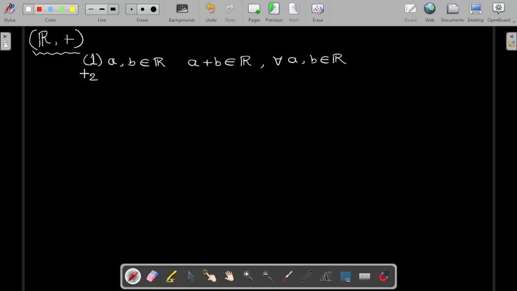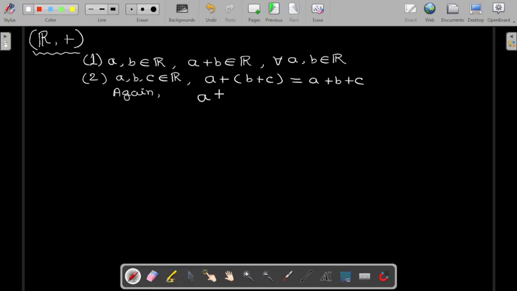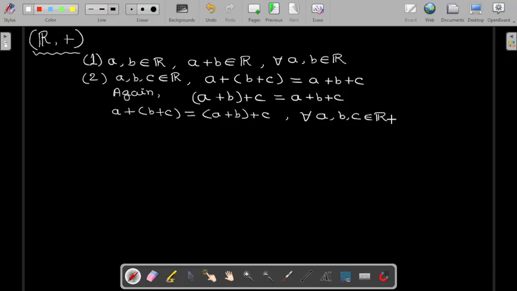The next property is the associative property. So let A, B, C belong to R, and we have A plus B plus C. Again, A plus of B plus C, that is the change of parentheses, is also A plus B plus C. So what we got is that changing the parentheses gives the same result, and this would hold for every A, B, C belonging to the real numbers. So the second property is also satisfied.